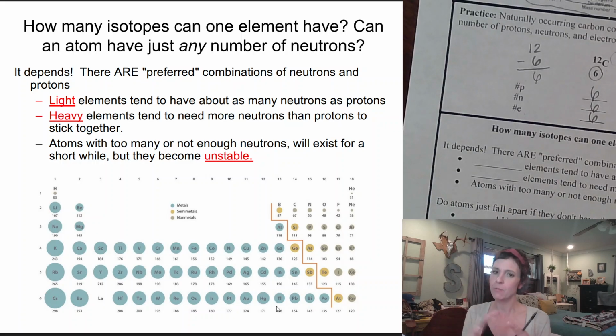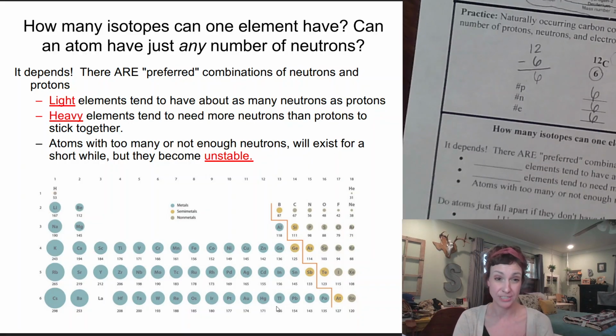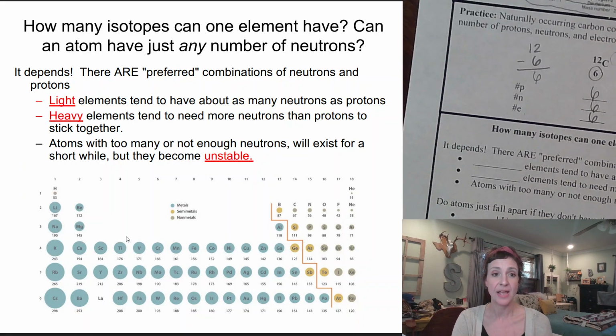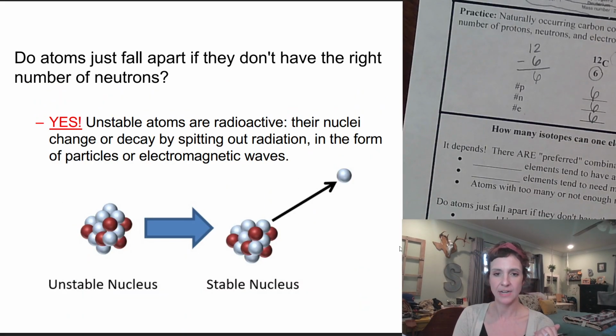But we've got to be somewhat within reason on the number of protons and the number of neutrons within an atom, because atoms with too many neutrons or not enough neutrons may exist for a short while, but they eventually become unstable. What I mean when they become unstable is that they decay or fall apart, which is kind of exciting, kind of scary.